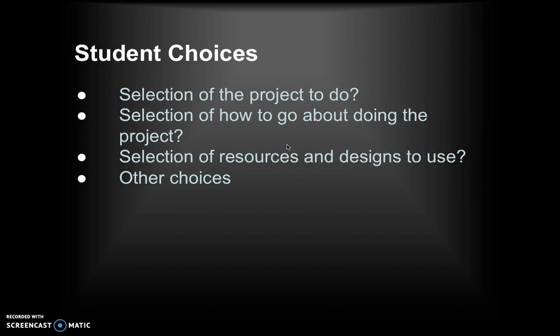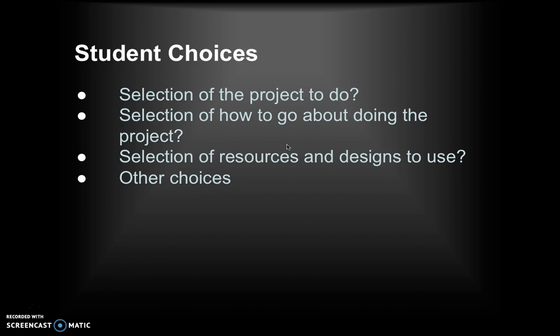Next one, student choices. There are students that they get to go forth and do the project. While they're going forth and doing the project, they get to select maybe a different type of project to do. Maybe they get choices on how to go about doing the project. Maybe they get to select resources and designs to use, or maybe there are other choices to use. By the way, these steps are not necessarily one after the other. They could be, student choices will probably come later in the project after you give them some more directions and so forth. But yeah, student choices.